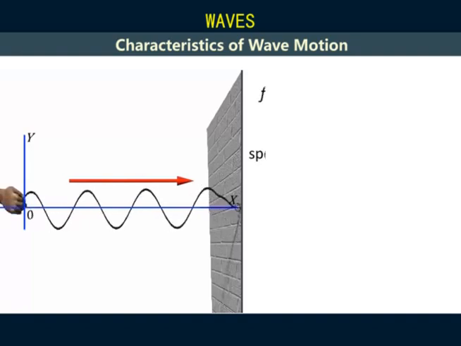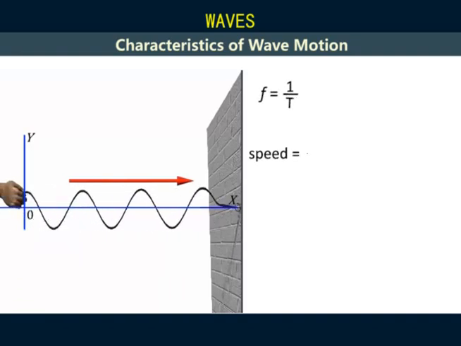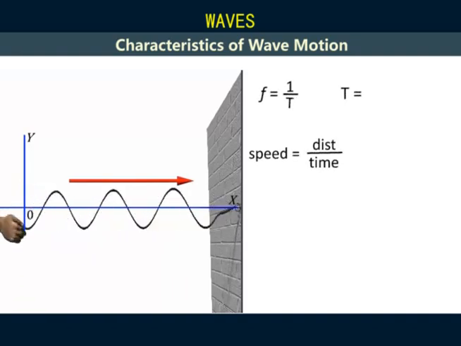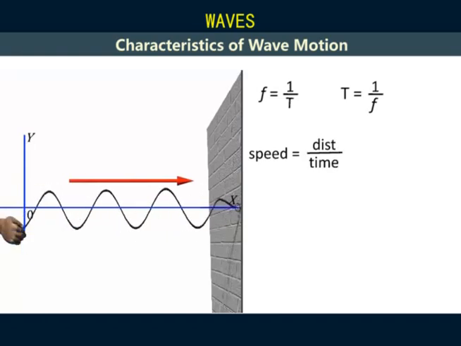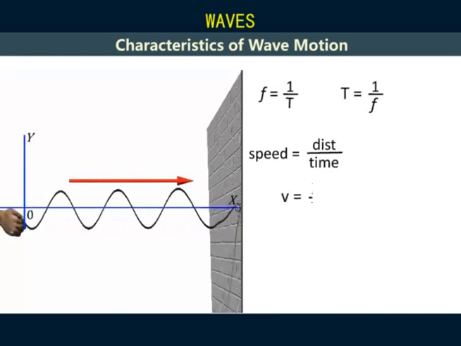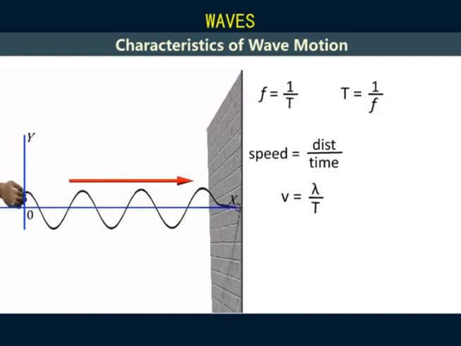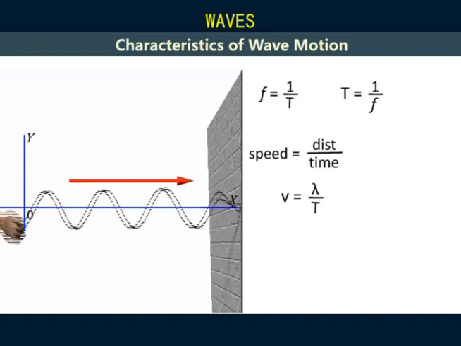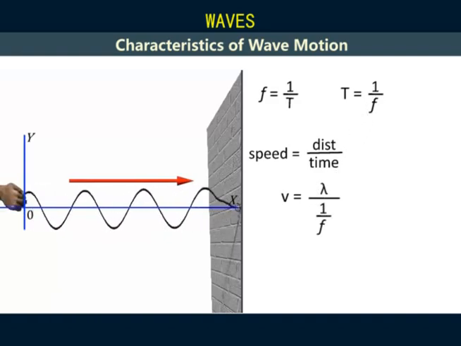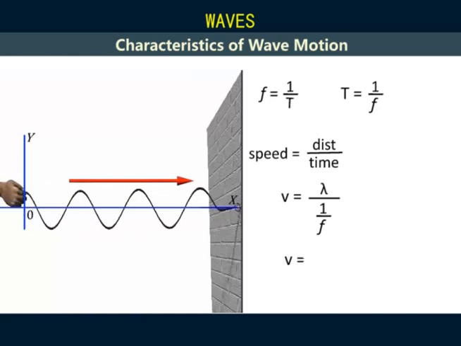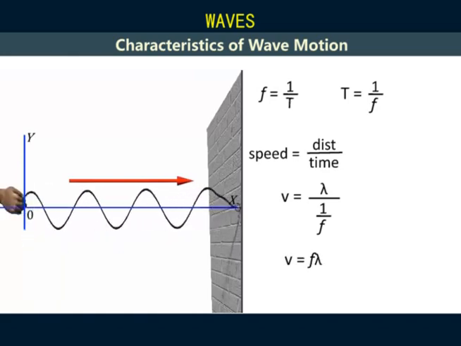Mathematically, frequency is equal to 1 over period, and so period is equal to 1 over frequency. We also know that speed is given by distance over time, and therefore speed is equal to wavelength over period. But period is equal to 1 over frequency, and so speed is equal to wavelength divided by 1 over frequency, and that gives us speed is equal to frequency times wavelength.